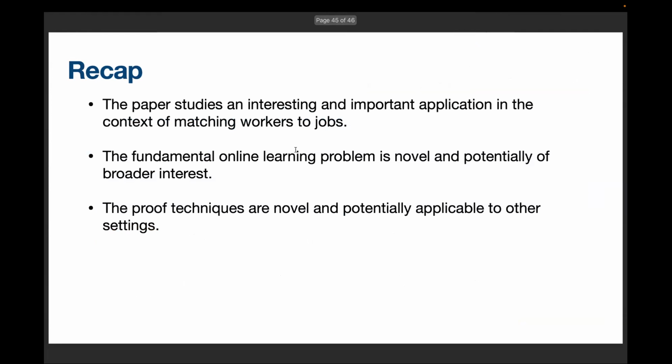All right, so I'm pretty much done. Let me recap and then talk about some future directions. The paper studies an interesting and important application in the context of matching workers to jobs. What I find most interesting is the fundamental online learning problem that is novel and potentially of broader interest. And the proof techniques are also super novel and potentially applicable to other settings.